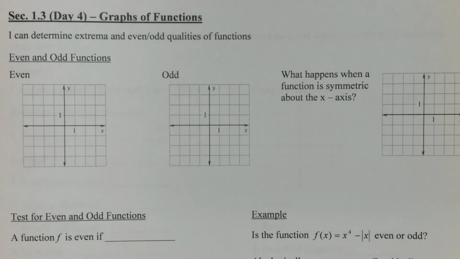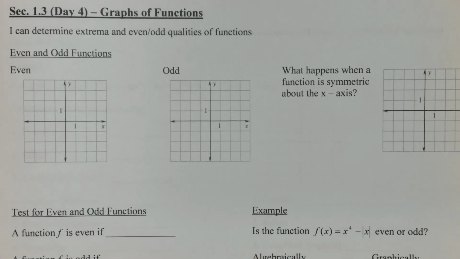This is section 1.3, day 4, and today we're going to move into what's called extrema of functions and then even and odd qualities of functions. Some functions can be classified into two different types. Not everybody fits this mold, but two of the types are called even and odd.